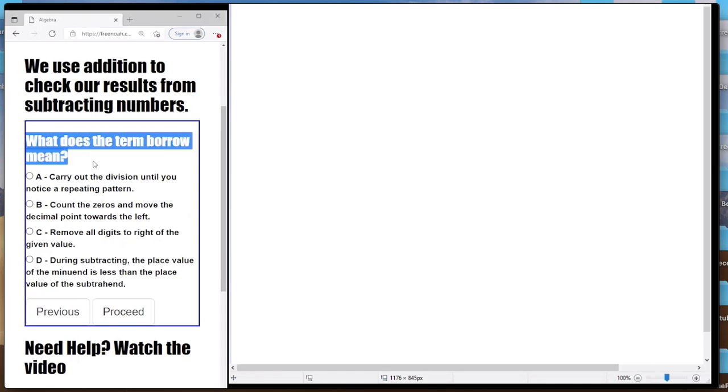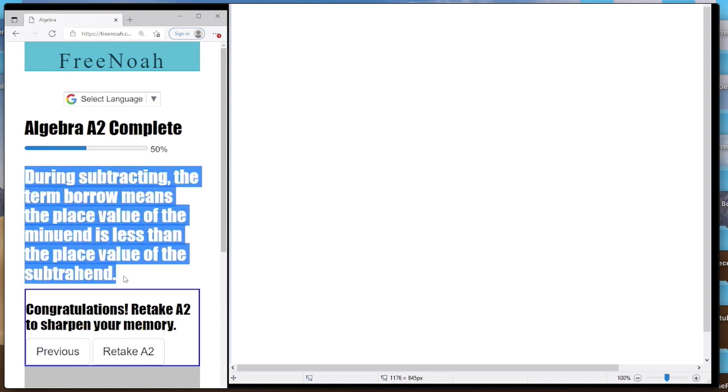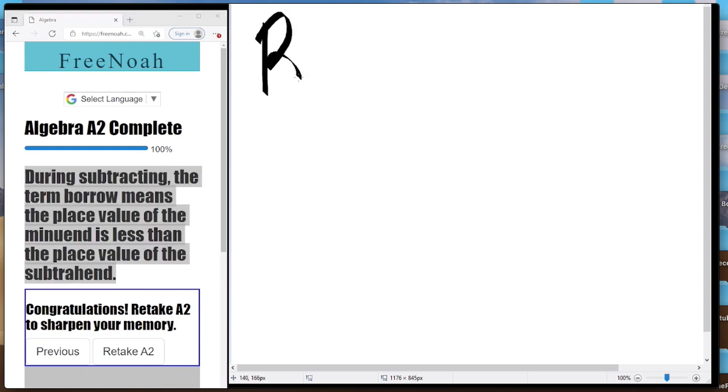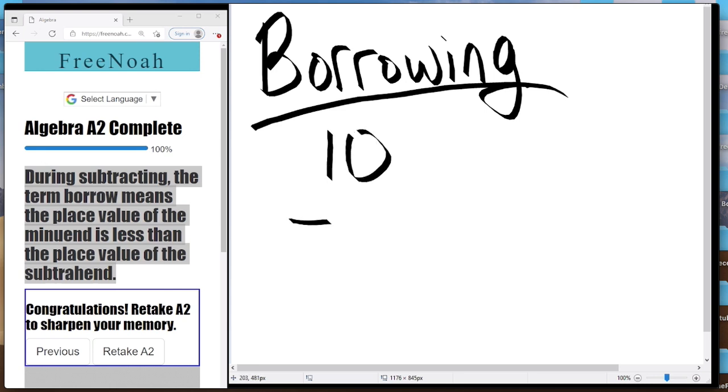All right, let's continue here with subtraction. So what does the term borrow mean? During subtraction, the term borrow means the place value of the minuend is less than the place value of the subtrahend. All right, so introduction to borrowing here, right? Basically, what this is saying is that the minuend value is smaller than the subtrahend.